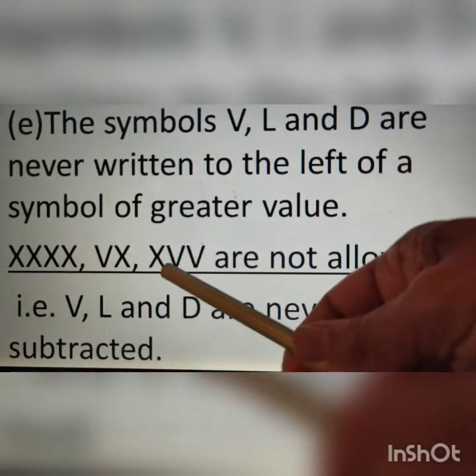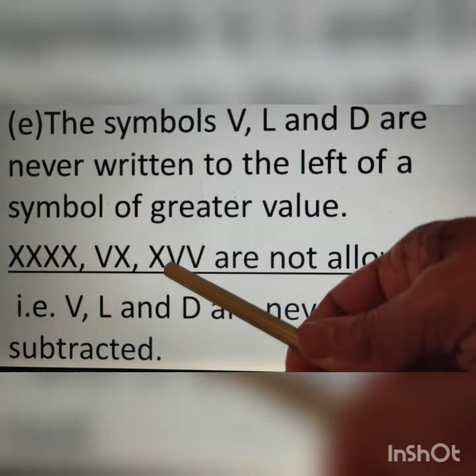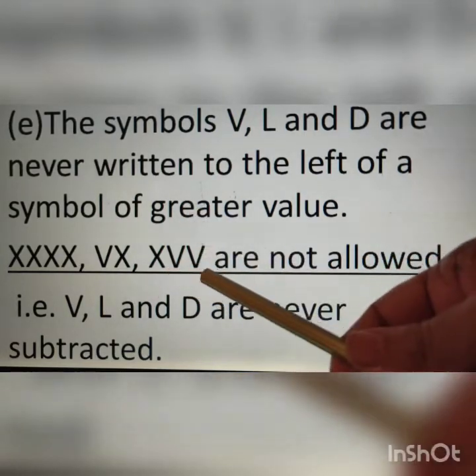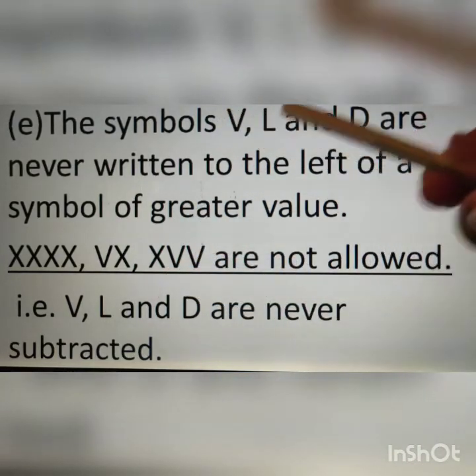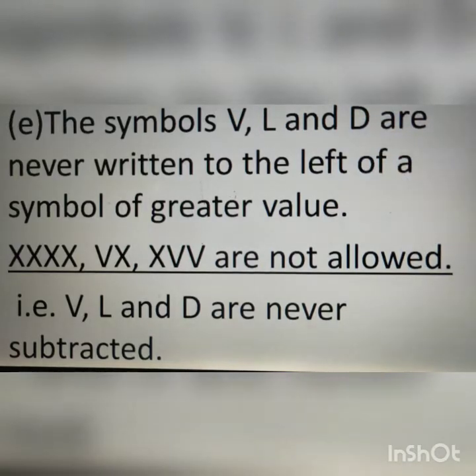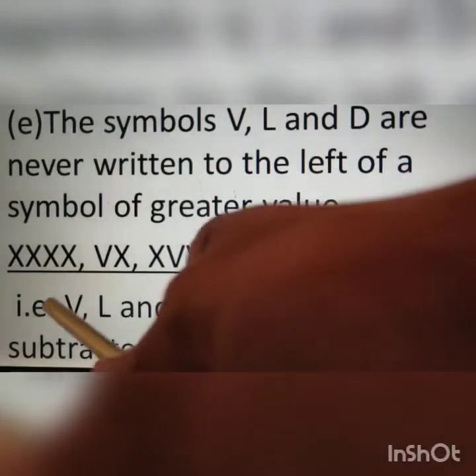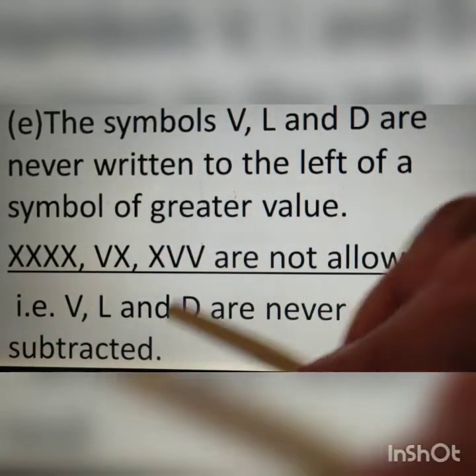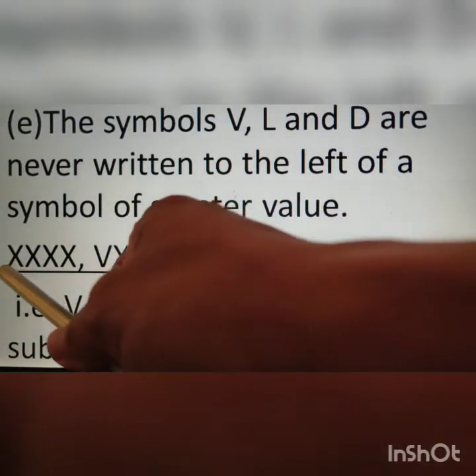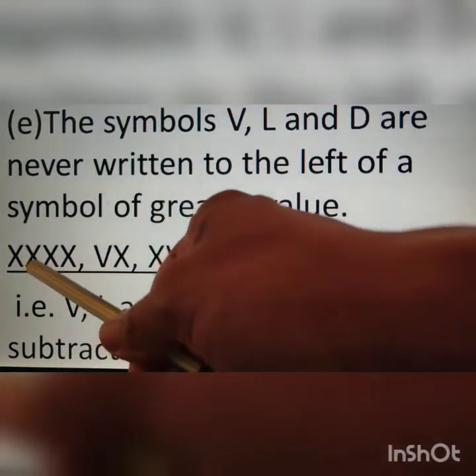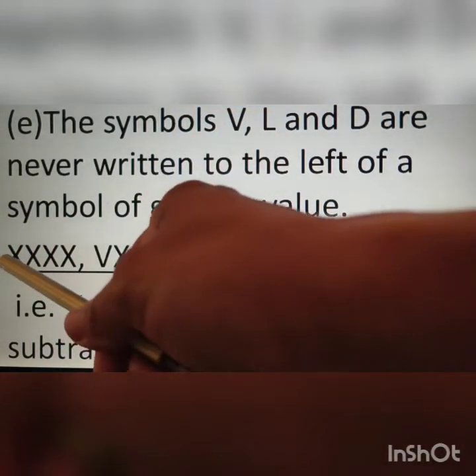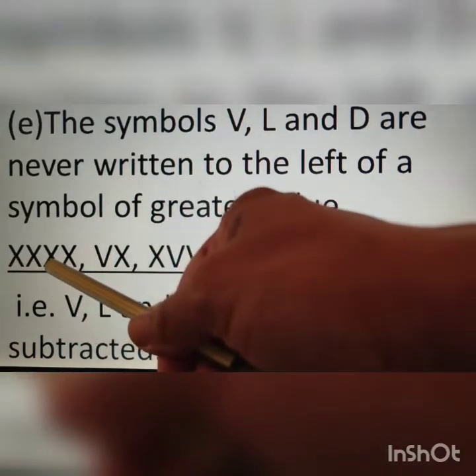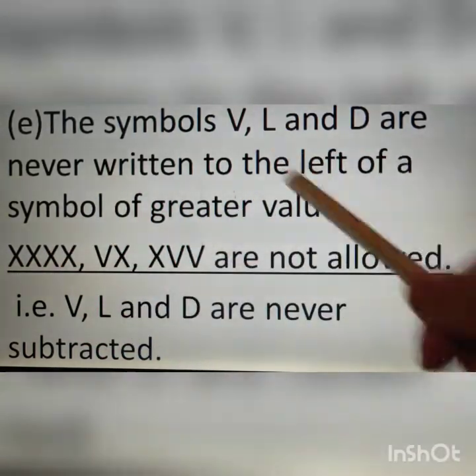And here V is written 2 times. It is not allowed. We have already discussed that V, L and D never repeat. They are written only once in any Roman numeral. That is, V, L and D are never subtracted. And here it is also wrong. And in Roman numerals, the letters repeat a maximum of 3 times, not 4 or more.